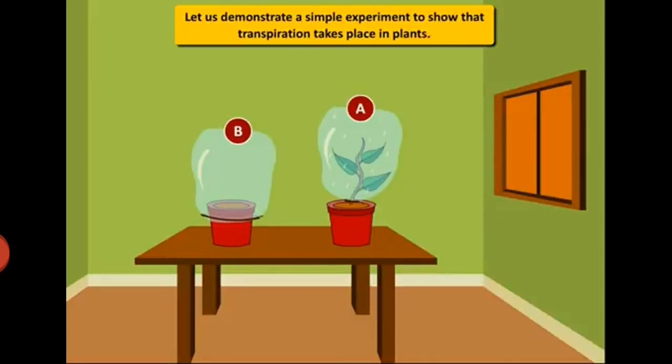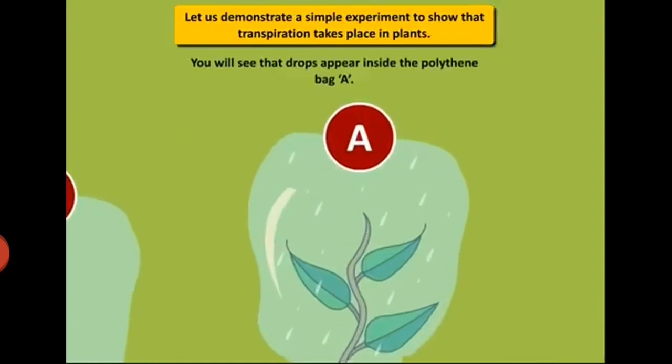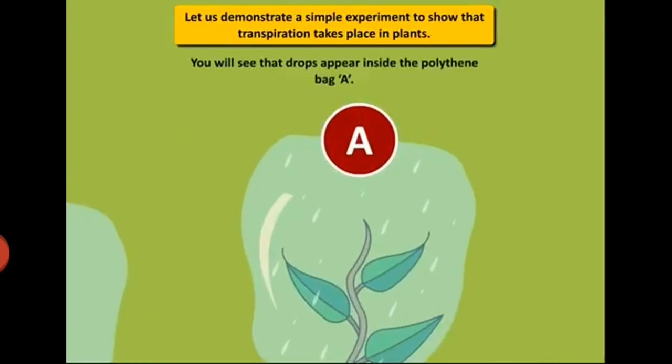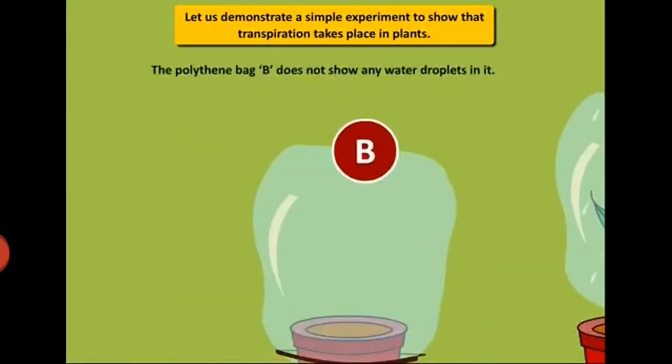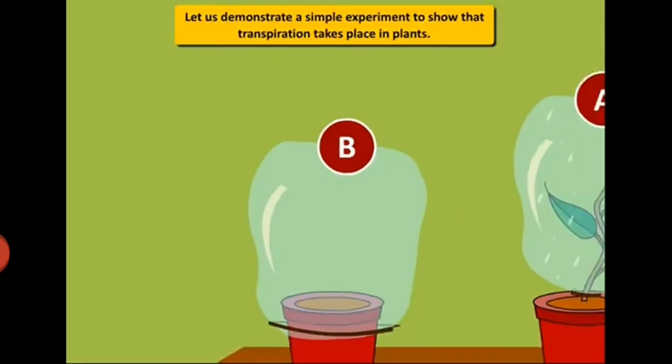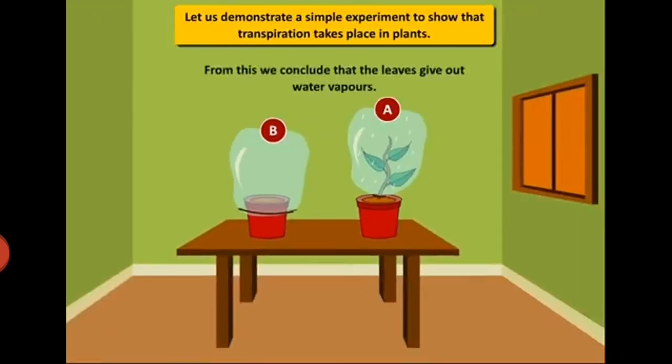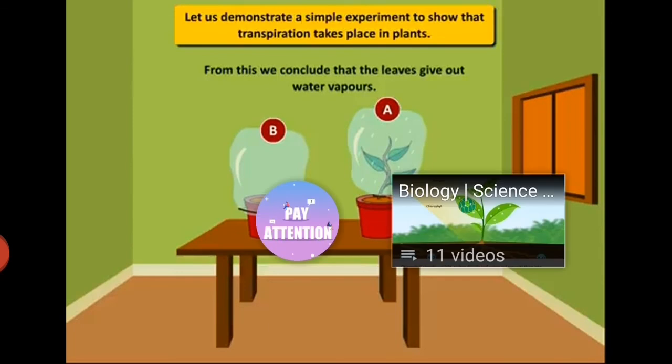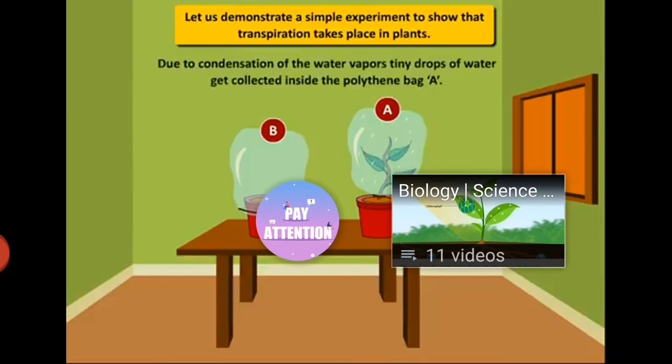After an hour, you will see that drops appear inside polythene bag A. Polythene bag B does not show any water droplets in it. From this we conclude that the leaves give out water vapor. Due to the condensation of the water vapor, tiny drops of water get collected inside polythene bag A. This experiment shows that plants give out water to the atmosphere through transpiration.